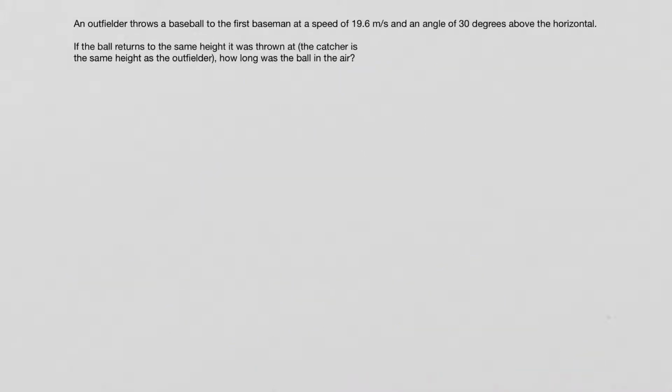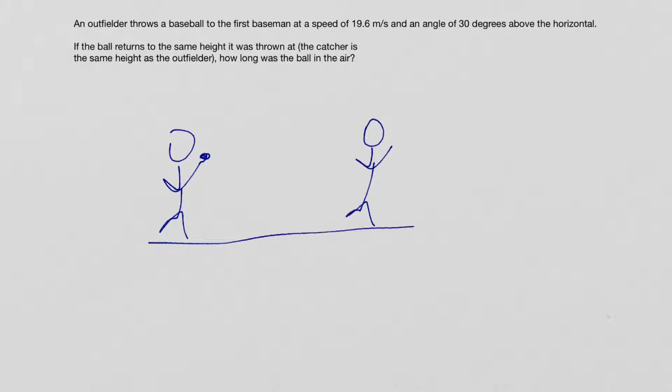So then we have a different problem. It says an outfielder throws a baseball to the first baseman at a speed of 19.6 meters per second. This is going back to the one we were working on previously, but this time we want to find out how long the ball was in the air. So we just redraw our diagram real quick. This is saying that they're the same height. Just excuse my poor drawing skills. We're saying that they're at the same height, okay?